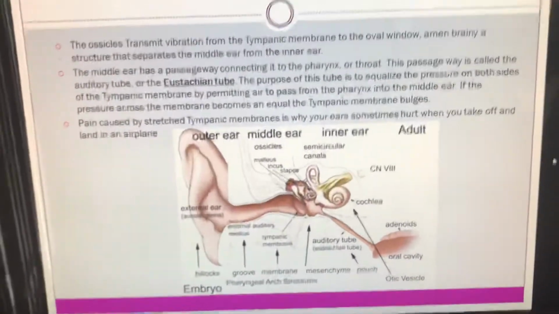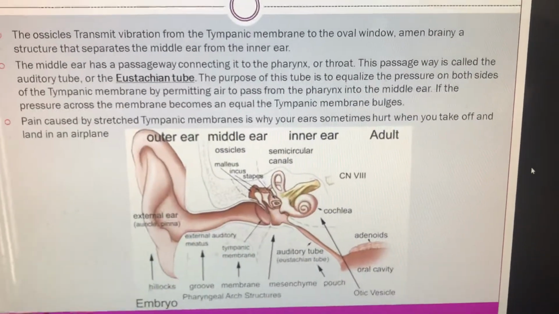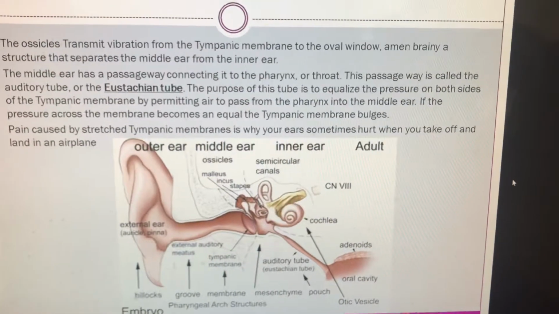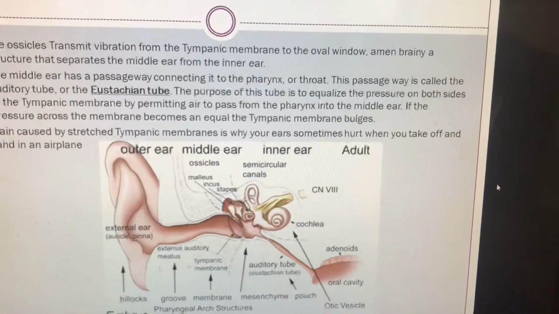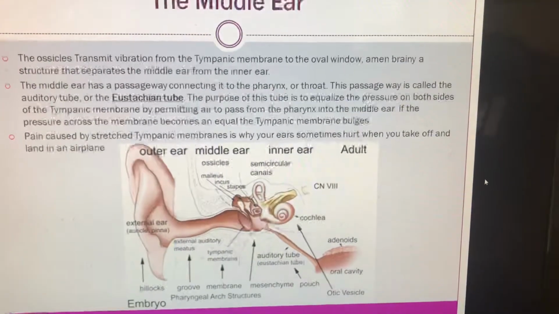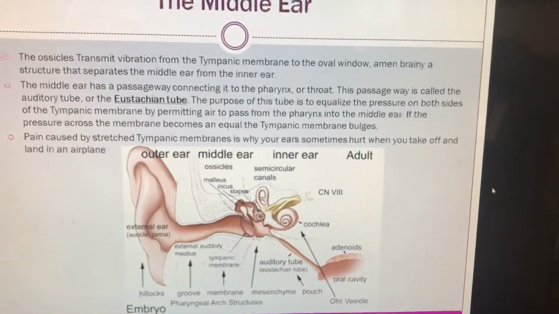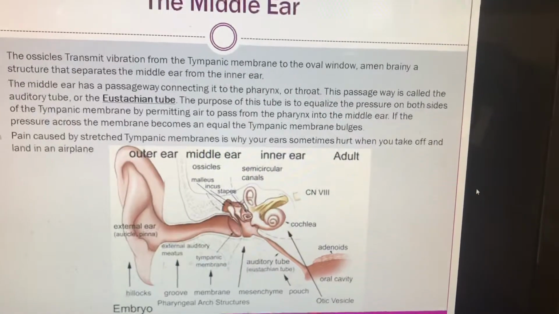Okay. So the ossicles, they transmit vibration from the tympanic membrane to the oval window. And then that separates the middle ear from the inner ear. So the middle ear has a passageway connecting it to the pharynx, or the throat. And this passageway is called the auditory tube, or the eustachian tube.